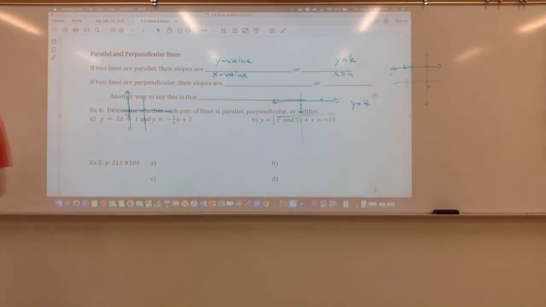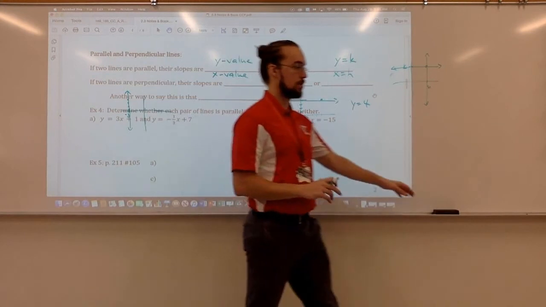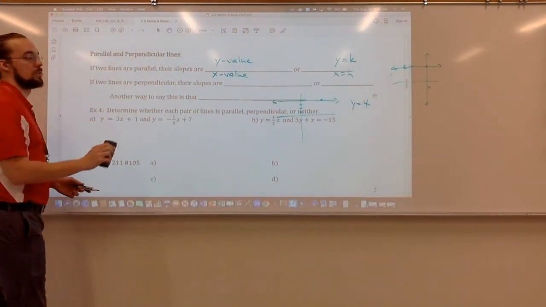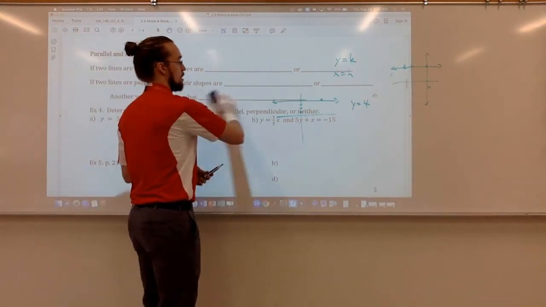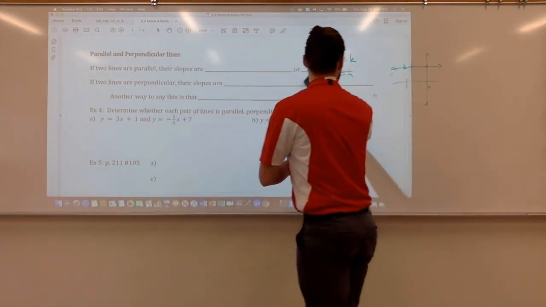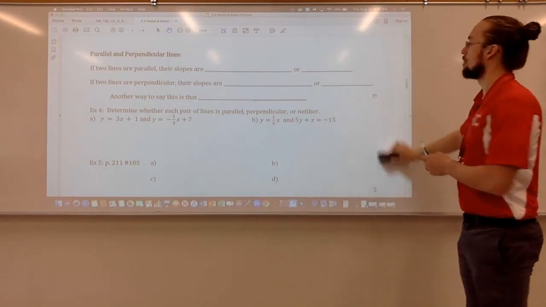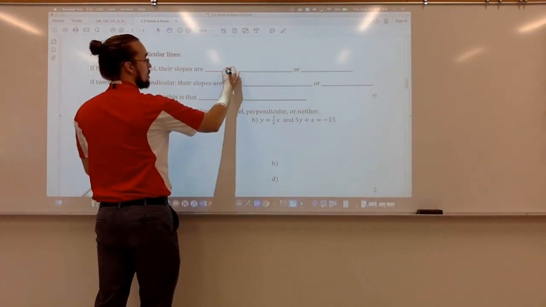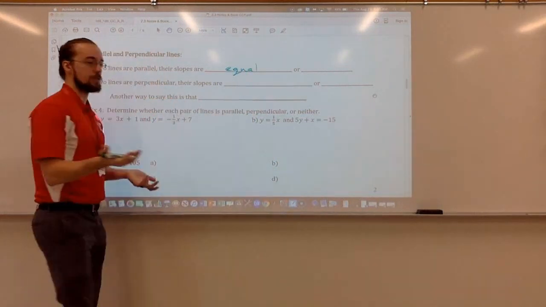If two lines are parallel, what's the relationship between their slopes? They are the same. Right? Parallel lines, their slopes are equal or the same.